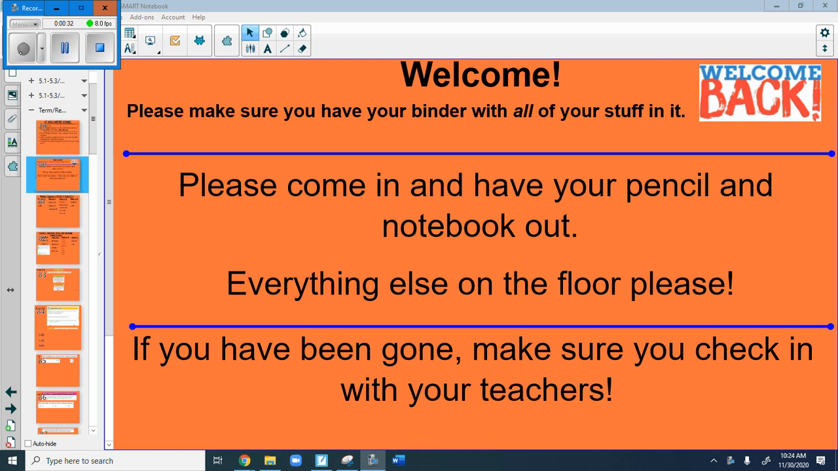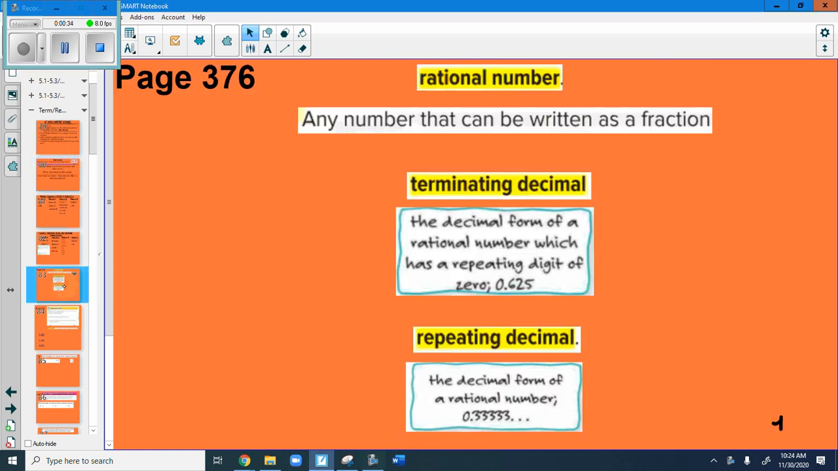What is a rational number? Who can tell me? A rational number is any number that can be written as a fraction. So remember, is 5 a rational number? Put it over 1 and now it's a fraction.